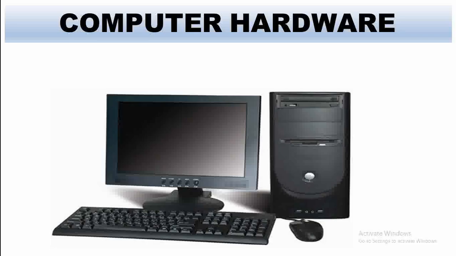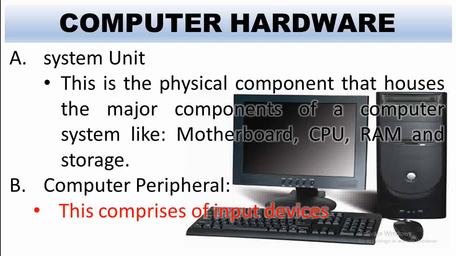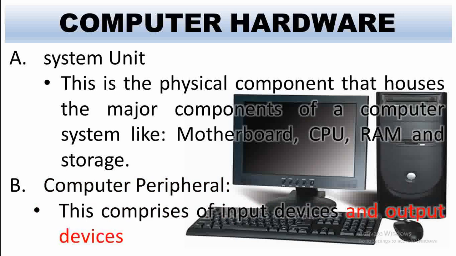So like I said, let's look at it. This is the complete set of a computer system. We have the monitor, the keyboard, the mouse, and the system unit. The system unit is one part, which means every other part of that computer comes under what we call the peripherals. So computer peripherals comprise the input devices and output devices, which means all these other components I mentioned serve as either input or output devices to the computer.